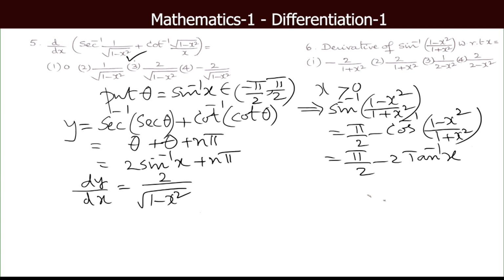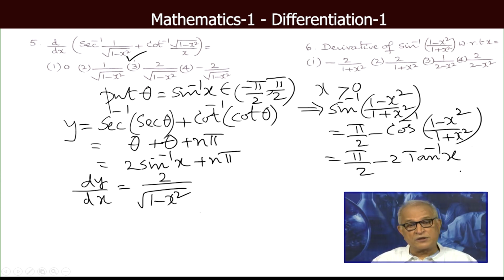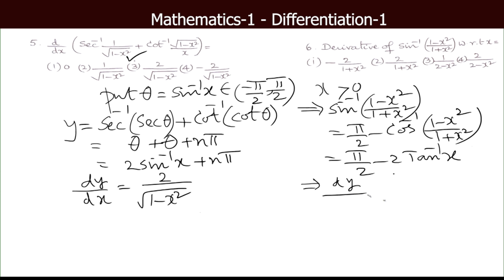Well, I want to stress that cos inverse of (1 minus x square) by (1 plus x square) will be equal to 2 tan inverse x only when x is positive. When x is negative, that will be minus 2 tan inverse x. So this whole thing will become pi by 2 plus twice tan inverse x when x is negative. Nothing is said about the sign of x here. So therefore, when x is positive, dy dx is minus 2 by 1 plus x square. So that is the first option, correct when x is positive.